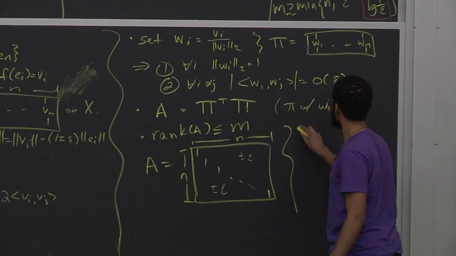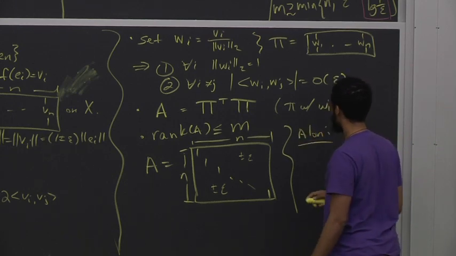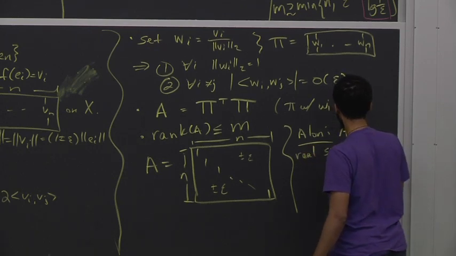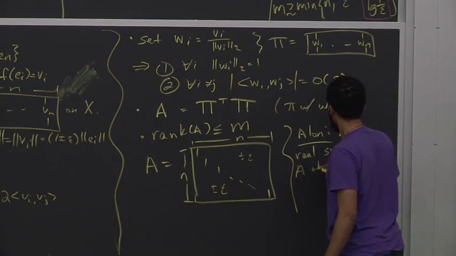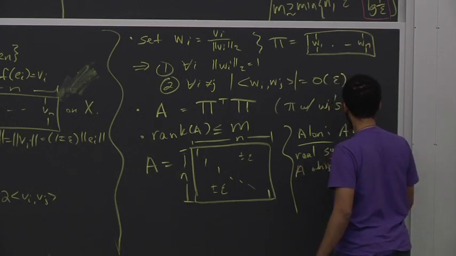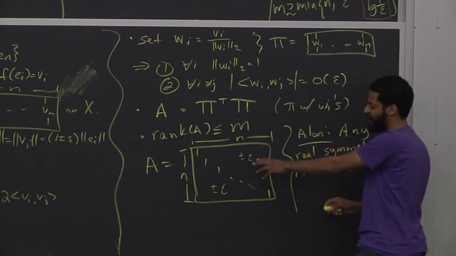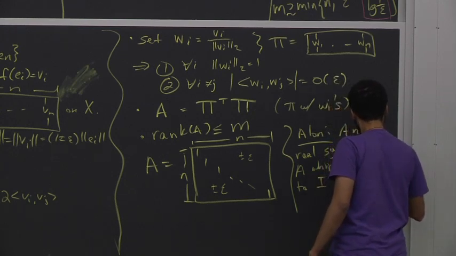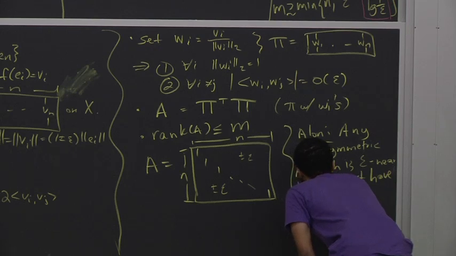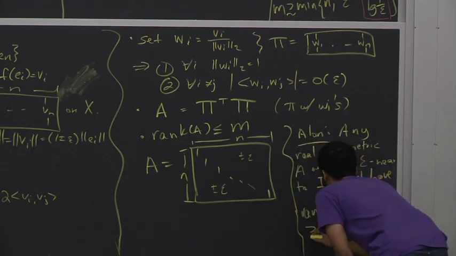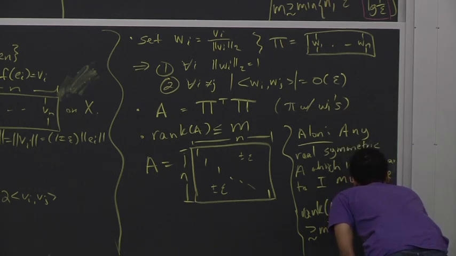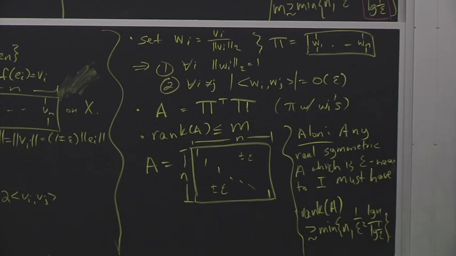And then what Alon says is that any real symmetric A, which is epsilon near to the identity, by epsilon near, I mean looks like this, must have its rank being at least the min of n and 1 over epsilon squared log n over log 1 over epsilon. That's really how Alon's lower bound goes. Yeah, question?